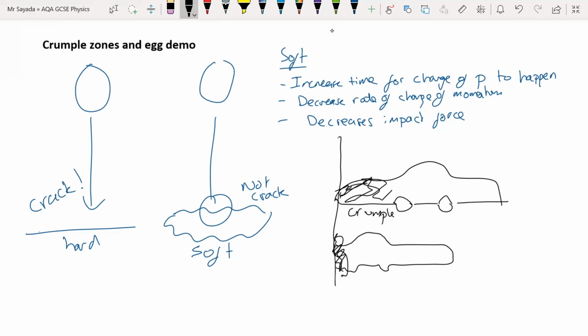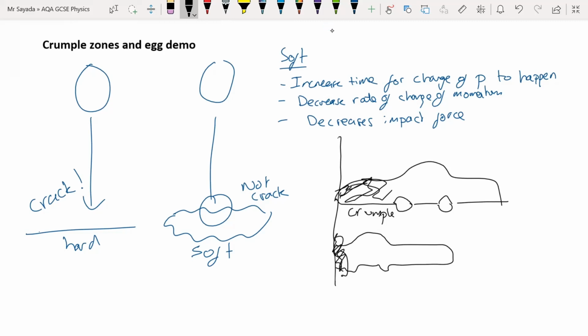But what that does is it means that instead of the car just hitting the wall and stopping instantly, which would happen if the front of the car did not crumple, if the front of the car just stayed solid, the car would hit the wall and it would just stop immediately. Whereas with this crumple zone, the car does not stop immediately. In the time it takes for the whole front of the car to crumple, the car carries on traveling a little bit of distance. That takes a bit longer, and that decreases the impact force.